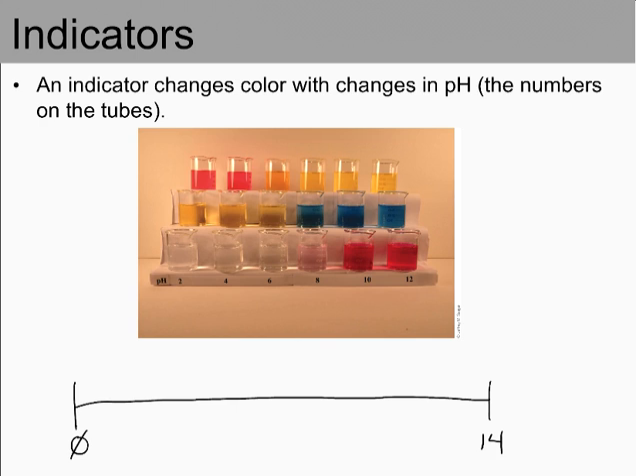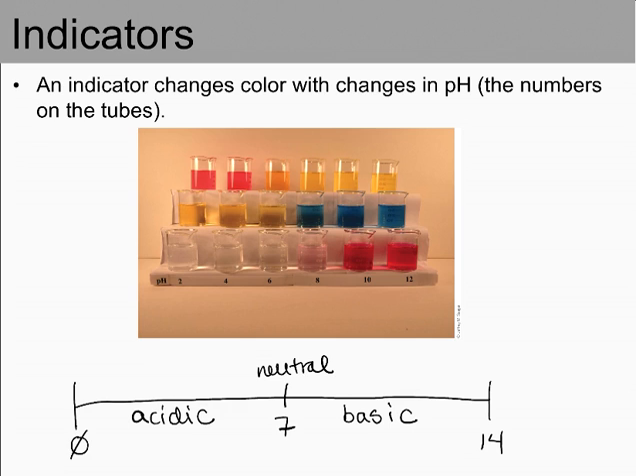So right in the middle is the value 7. And if something has a pH of 7, it is neutral. So that would be something like water. But if something has a pH between 0 and 7, it is considered acidic. And then if a solution has a pH between 7 and 14, it's considered basic.